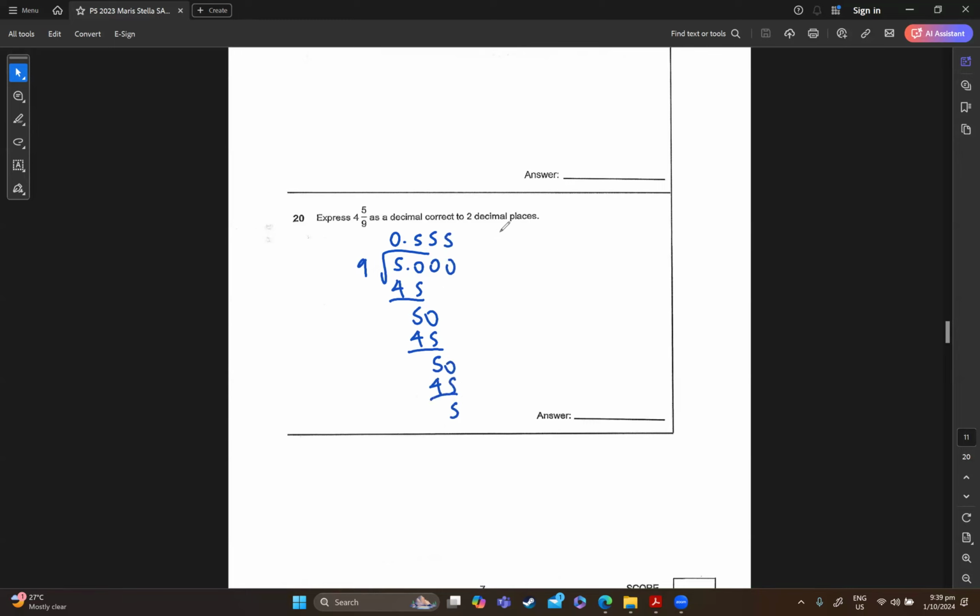So it goes on forever, right? They only want up to 2 decimal places. So if they ask for 2 decimal places, you write up to 3 decimal places first. Do not forget the 4. So write the 4 here. After you write to 3 decimal places, then you round it off to 2 decimal places. So 4.56 is the answer.